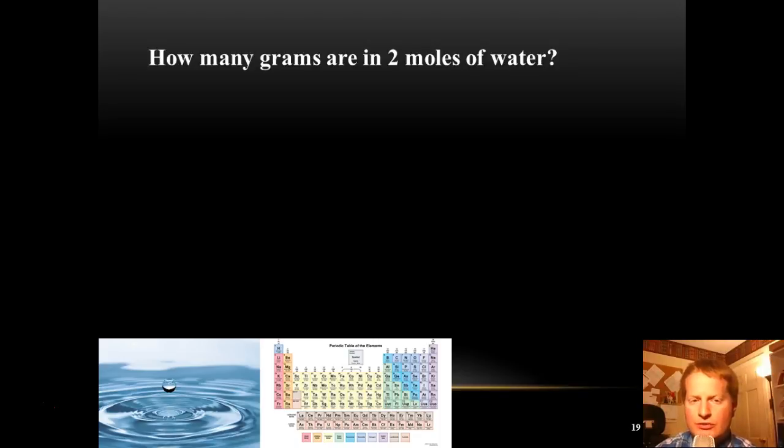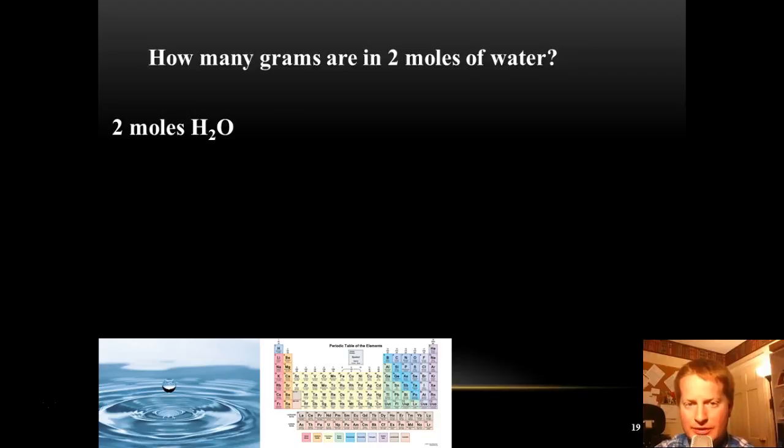So the first question we're trying to solve here is how many grams are in 2 moles of water? The first thing you do for any of these problems is you always write down the given. So we are given 2 moles of H2O. That's what we're starting with. We know we're going to be using dimensional analysis, so we need to multiply by some fraction that is equivalent to 1, right? A fraction that equals 1.